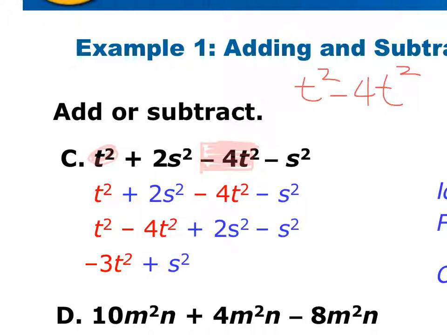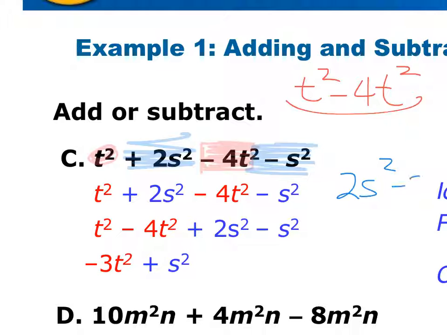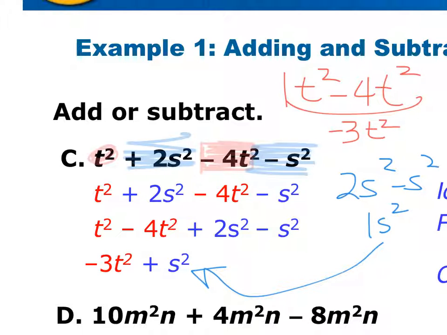So here I'm going to first group the t's, and then I'm also going to group my s squareds. And notice you're going to pull the sign. So for the s squareds, you would do the problem 2s squared minus s squared, and I'm assuming a 1 in front of that. For the red, for the t's, you're going to do 1 minus 4, and this gives you -3t squared. For the blues, this becomes 2 minus 1, so this just becomes 1s squared. And again, in your answer, when you write it, you don't have to put the 1.